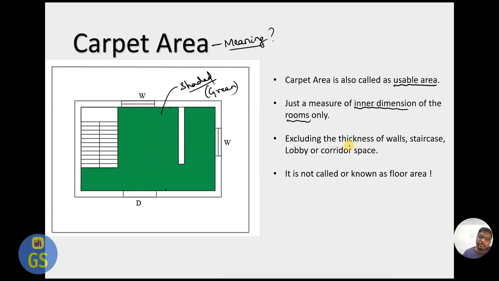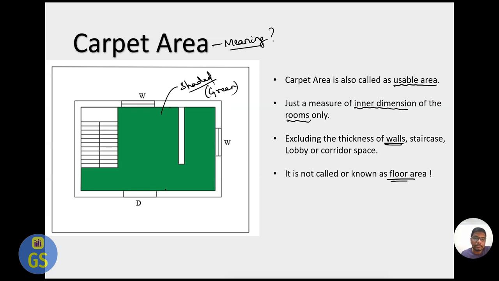Now, excluding the thickness of wall. We are not considering the thickness of wall, so this is not counted in your carpet area. Imagine that you are just putting a carpet inside your room, inside that floor part. That is called your carpet area. It is not called floor area. Don't mistake it. We are not saying carpet area is also called floor area.